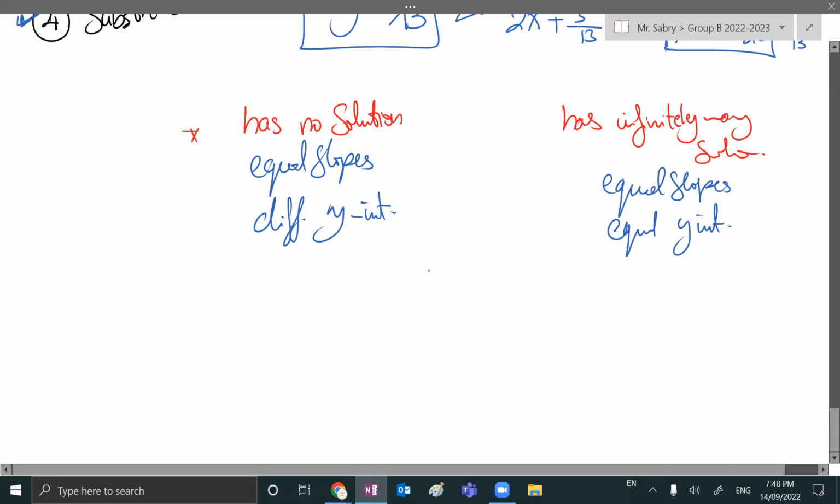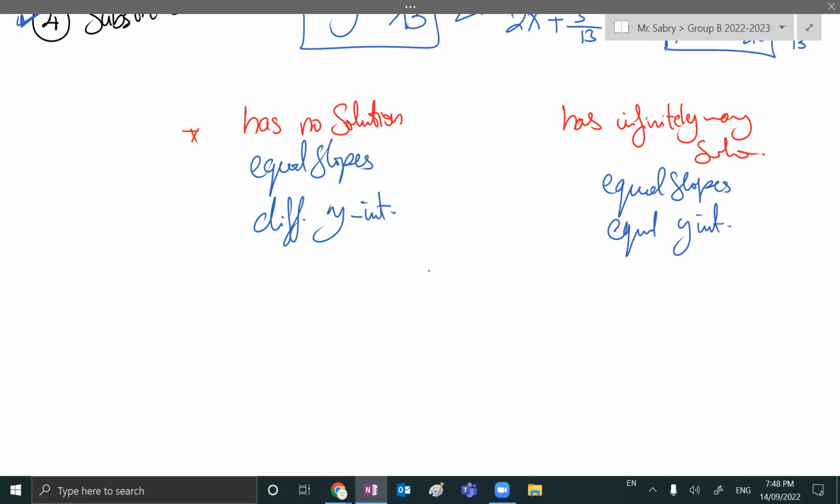If the slopes are different, then they definitely have one solution. If the slopes are the same, it could either be that there's no solution, or it could be infinitely many solutions, depending on the y-intercept. So if they have the same y-intercept, they're the same line, then there are infinitely many solutions. If they have different y-intercepts, then they have no solution, they're just parallel.